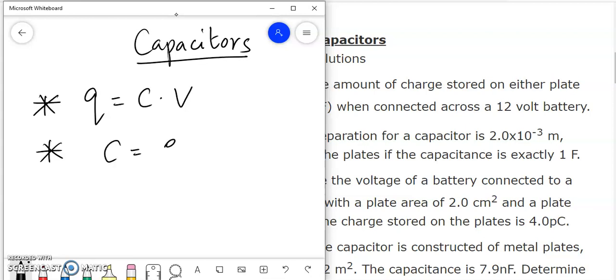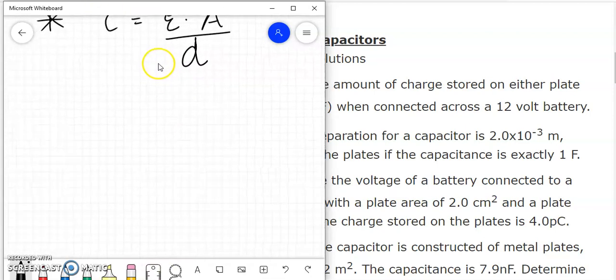C is equal to epsilon times A divided by D, where A is the area and D is the distance between the two plates. Now let's start solving the problem questions.